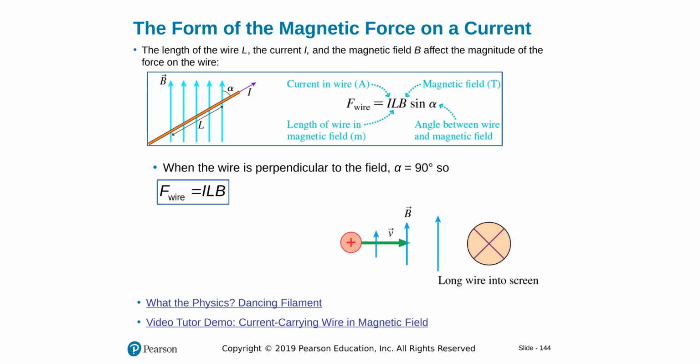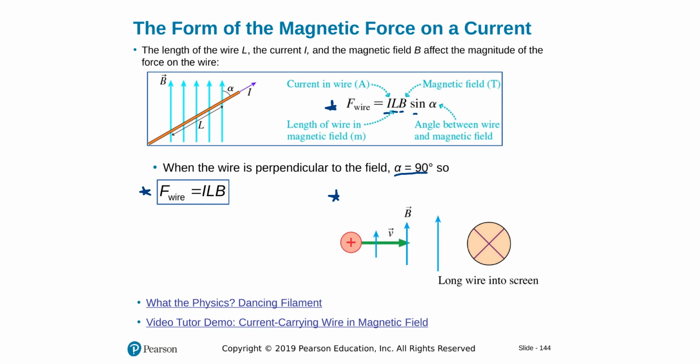Finding the magnitude of the force will be a simple matter. Current times the length of the wire that is inside the magnetic field times the magnetic field times sine alpha. If alpha is 90, sine alpha is 1, so we'll end up getting this equation here. Let's apply the right hand rule to this figure here.